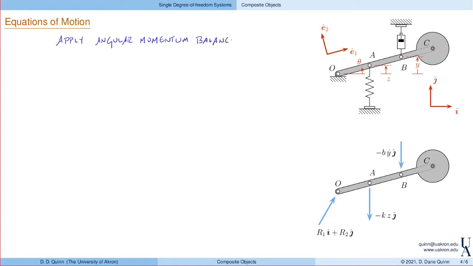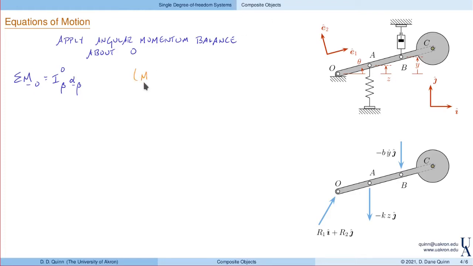When we do that, we eliminate the reaction force because the reaction force acts at O, so it produces no moment. Okay, the sum of the moments about O is the moment of inertia about O of the object times the angular acceleration of the object.